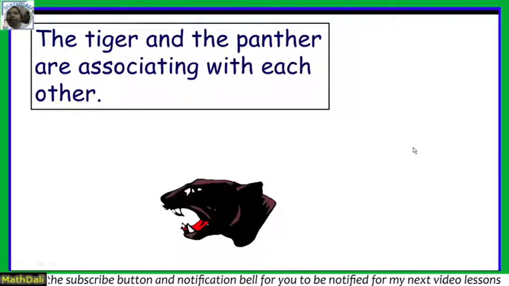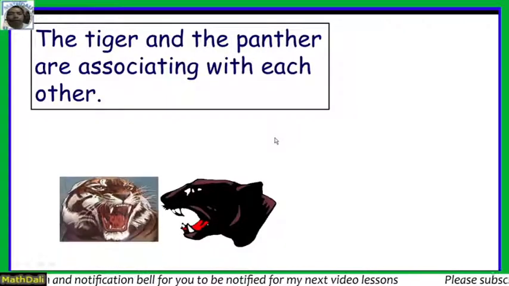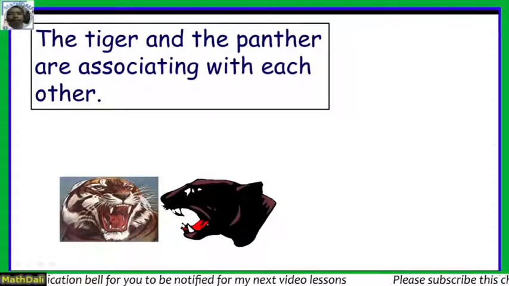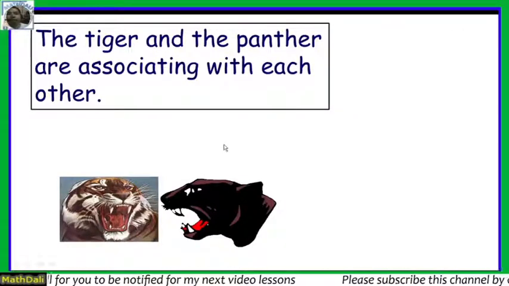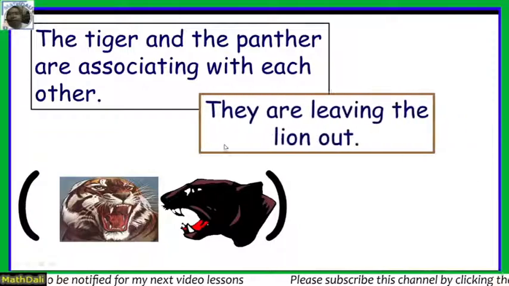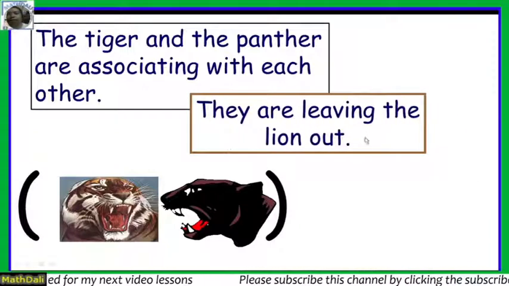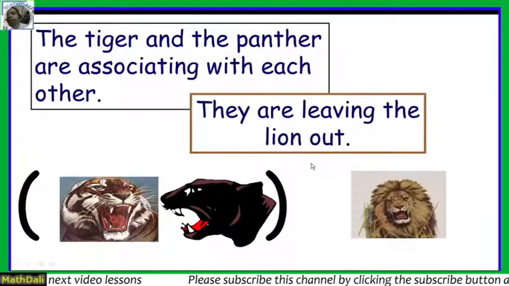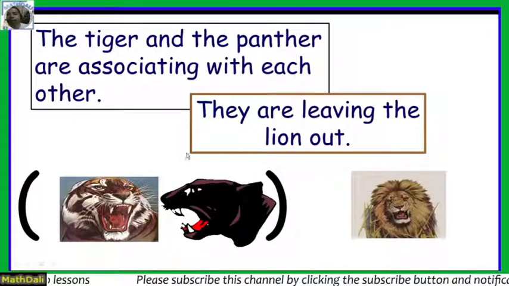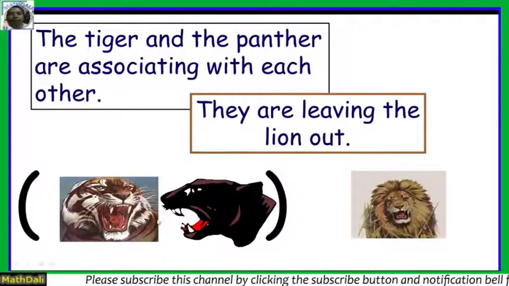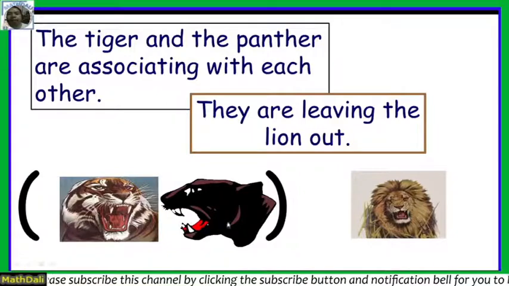Yan. A tiger and a panther are associating with each other. So yan, si panther at saka si tiger. They are leaving the lion out. Oh, yan, kawawa si lion, nag-iisa. Magkasama dito si tiger at saka si panther.